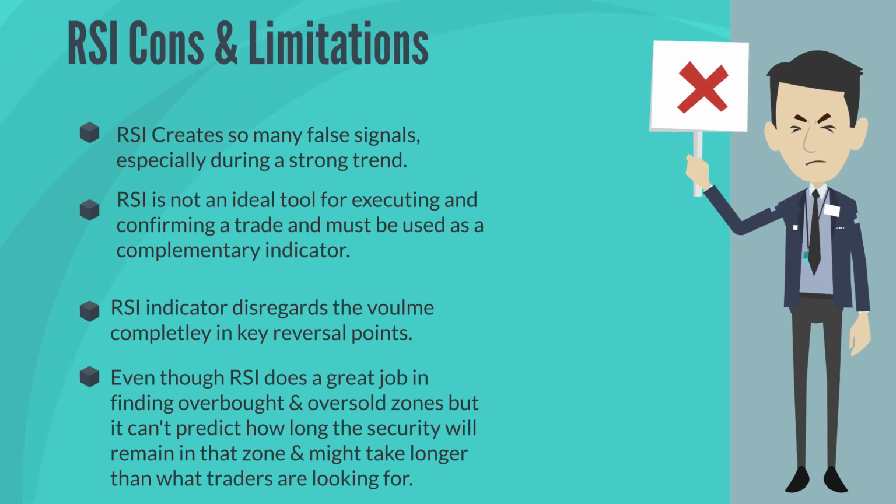RSI cons and limitations. RSI creates many false signals, especially during a strong trend. RSI is not an ideal tool for executing and confirming a trade and must be used as a complementary indicator. The RSI indicator disregards volume completely at key reversal points. Even though RSI does a great job in finding overbought and oversold zones, it can't predict how long the security will remain in that zone, and it might take longer than what traders are looking for.